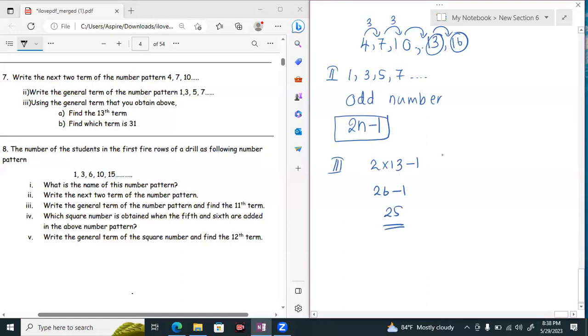Find which term is 31. This is part B. Then 2n minus 1 equals 31. 2n is equal to 31 add 1. 2n equals 32. Divide both sides by 2. Then n is equal to 16.